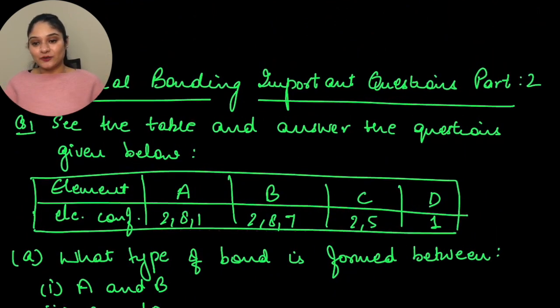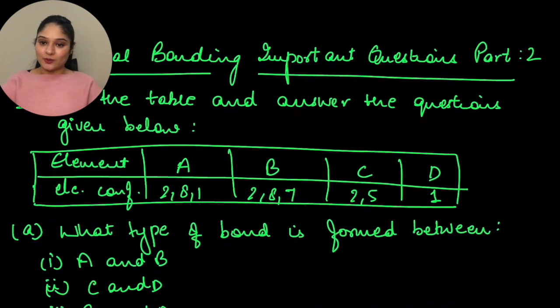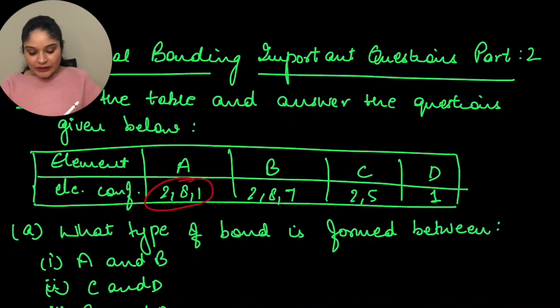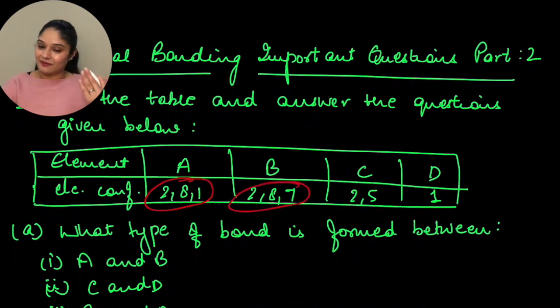So let's read the first one. See the table and answer the questions given below. So you have the elements A, B, C, D. Electronic configuration is given below that. Now what type of bond is formed between A and B? So if you see, A has a tendency to donate an electron and B has a tendency to accept an electron because it has 7 in the valence shell.